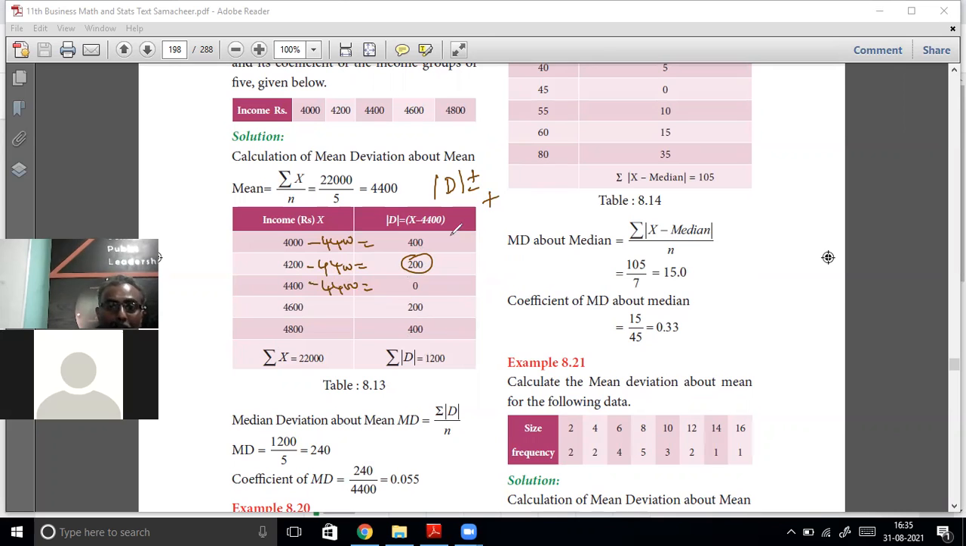Like that you put. Then you do the sigma for all the absolute deviation values, x minus 4,400. It comes to 1,200. You don't have to calculate this other column. Then you divide by n. N is 1, 2, 3, 4, 5, so n is 5. 1,200 by 5 is equal to 240. That is the mean deviation about mean. There is a mean deviation about median also.